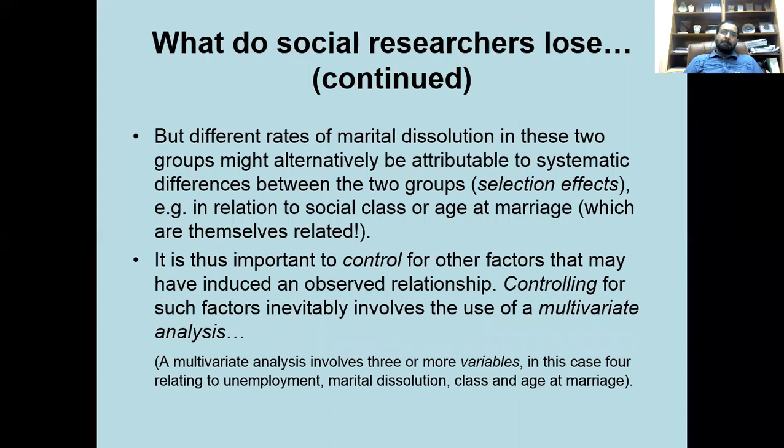So it is thus important to control for other factors that may have induced the observed relationships. Those are called observed relationships because you have taken a certain population, you have recorded some input from that particular population, and that is called an observed relationship, how they behave. Controlling for such factors inevitably involves the use of multivariate analysis, which involves three or more variables, in this case four, relating to unemployment, marital exclusion, class, and age of marriage.